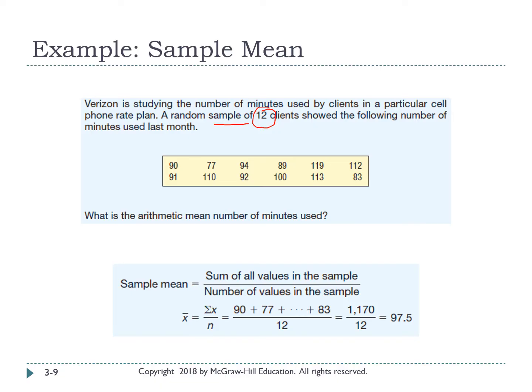What is the arithmetic mean number of minutes used? How to compute the arithmetic mean of your sample? The same formula: the summation of x divided by n, small n. So you sum 90 plus 77 plus 94 until 83, divided by your 12 clients. You should get the value of 97.5. So what is this 97.5? You will call it a statistic.